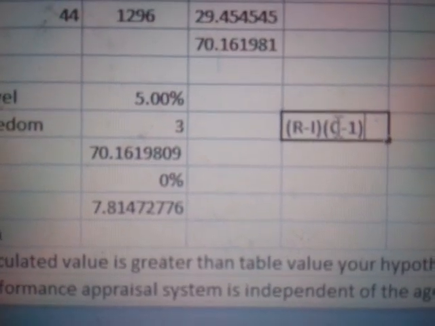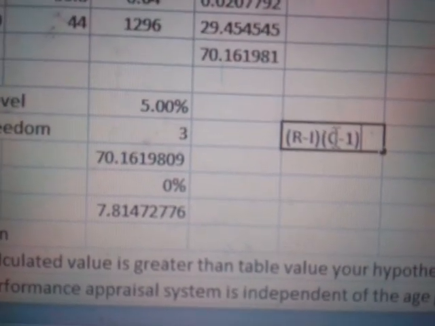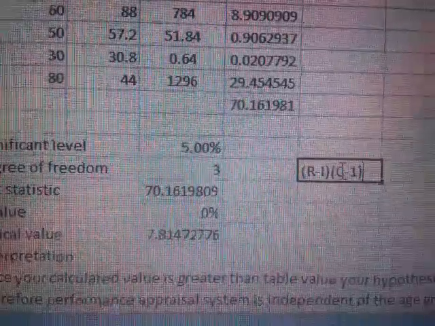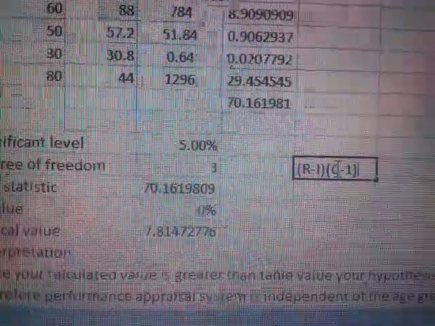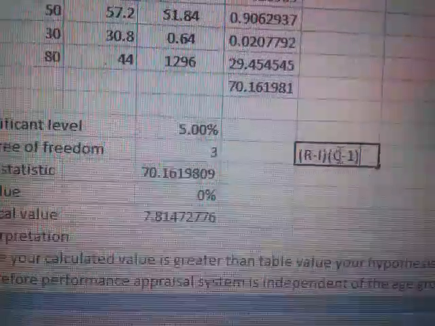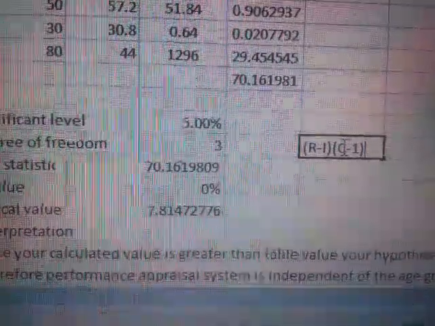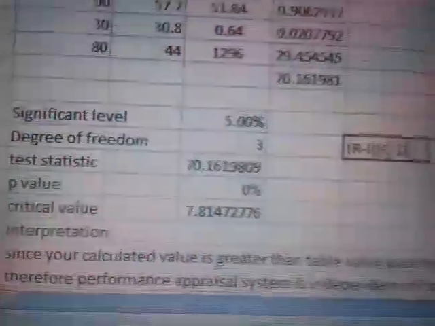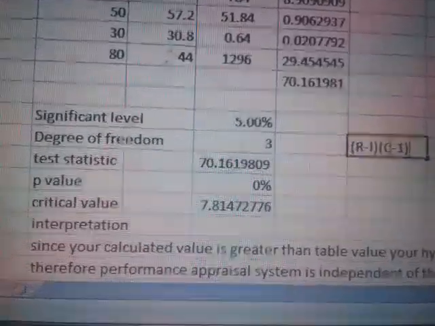R, we got 2 rows, isn't it? Like and dislike. So 2 minus 1, and we got 4 columns, that is age group below 20, 20 to 40, 40 to 60 and 60 and above. So 4 minus 1 is 3. So 1 into 3, we got degree of freedom 3. Is it clear? Like this you have to calculate your degree of freedom: row minus 1 into column minus 1.